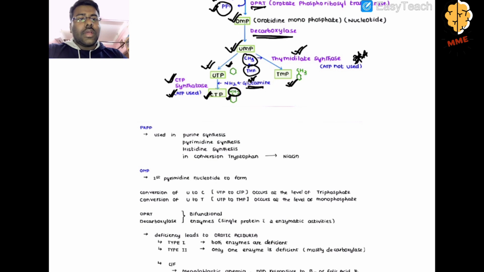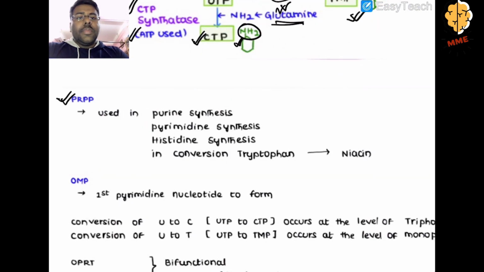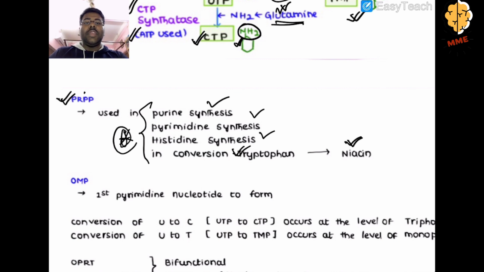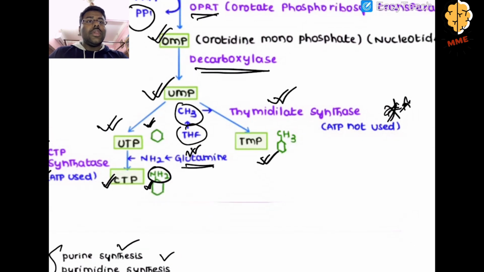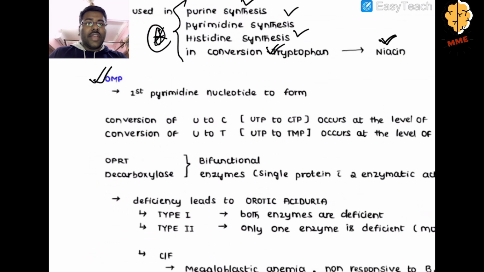Now coming to PRPP. PRPP is used for purine synthesis, pyrimidine synthesis, histidine synthesis, and in the conversion of tryptophan to niacin. In these four cases we use PRPP. Now coming to OMP. What is OMP? OMP is orotidine monophosphate. This is a nucleotide, and the first pyrimidine nucleotide is formed here.